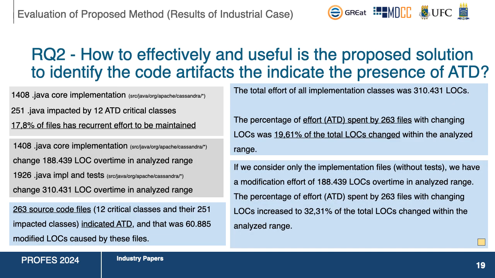Related to RQ2, how effective and useful is the proposed solution to identify the code artifacts that indicate the presence of ATD. Basically, the files that can be impacted by ATD were shown to the developers, along with the percentage of the changes using lines of code in the change commit analyzed. As we can see in this table, about 78% of files have recurrent efforts to be maintained.